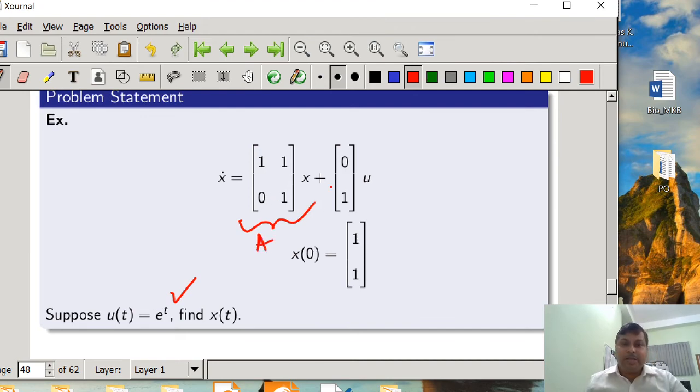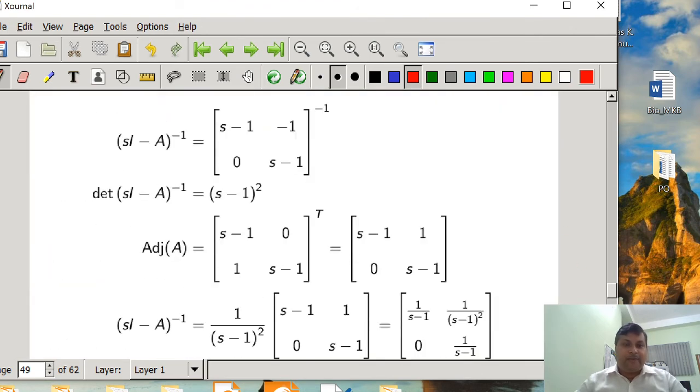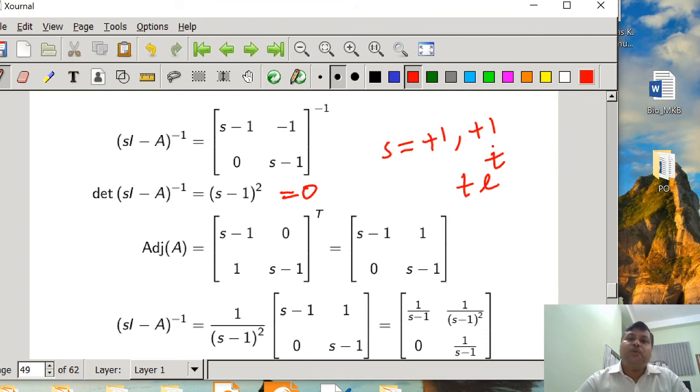For this A matrix, that is our interest. If we find the eigenvalues of this matrix, we find the characteristic equation is (s plus 1) whole square. To find the eigenvalues, if we make it equal to 0, then s is equal to minus 1 and minus 1, meaning two repeated roots. Then we can guess what e to the power At will be. The term t into e to the power t will be there.